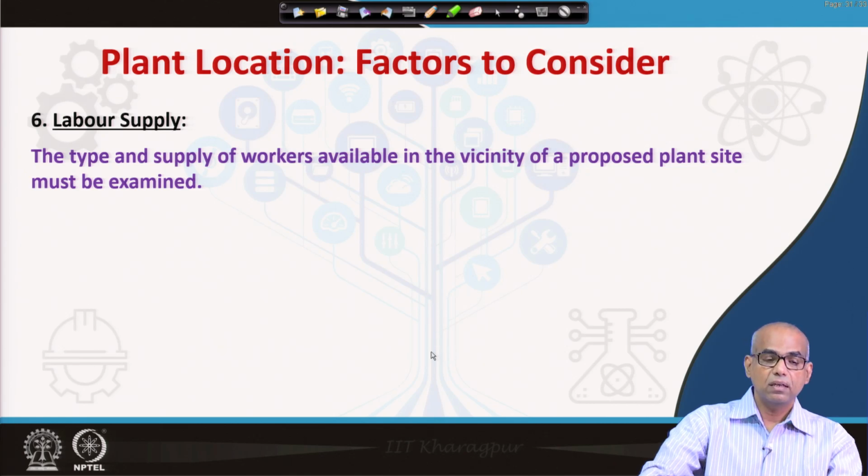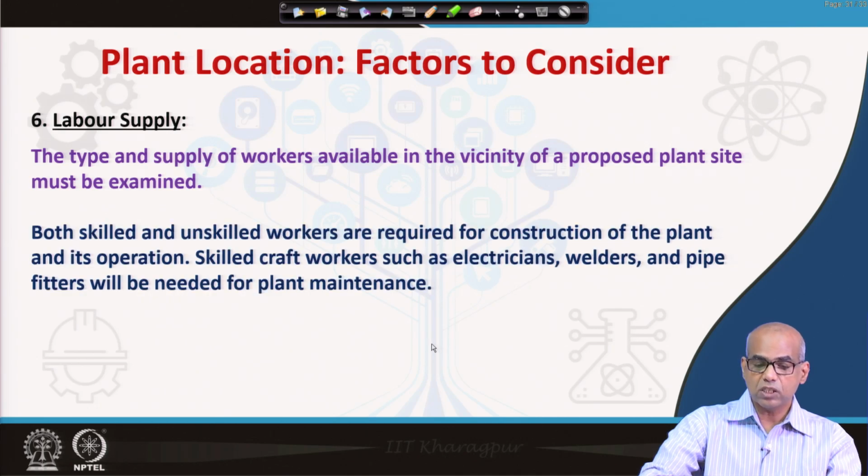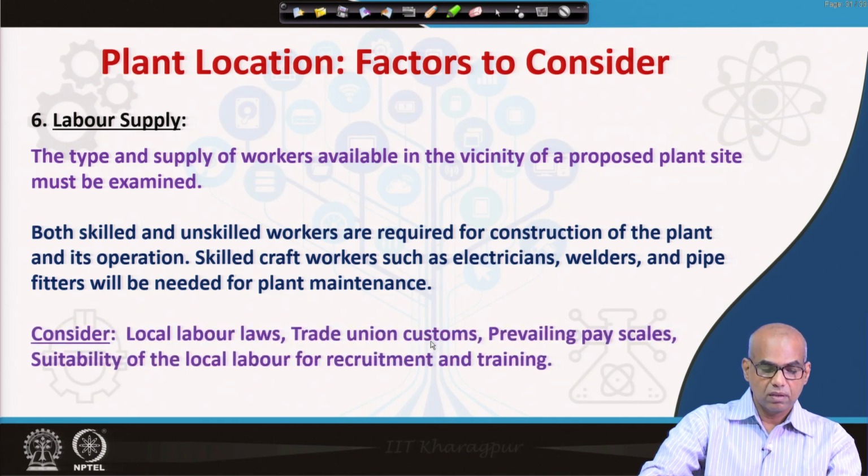Labor supply is another very important factor that must be considered for plant location. The type and supply of workers available in the vicinity of a proposed plant site must be examined. Both skilled and unskilled workers are required for construction of the plant and its operation. Skilled craft workers such as electricians, welders and pipe fitters will be needed for plant maintenance. You must consider local labor laws, trade union customs, prevailing pay scales, suitability of the local labor for recruitment and training.